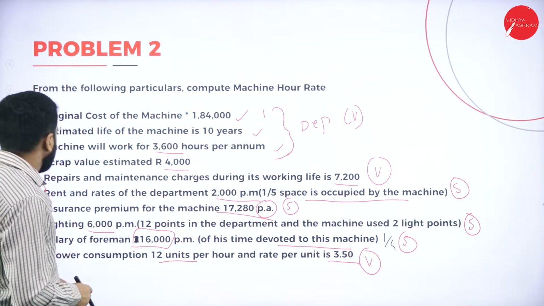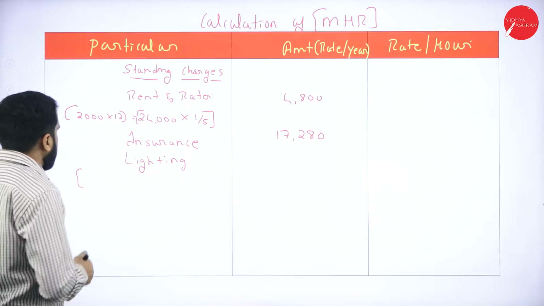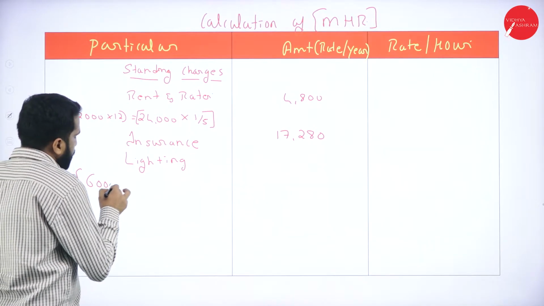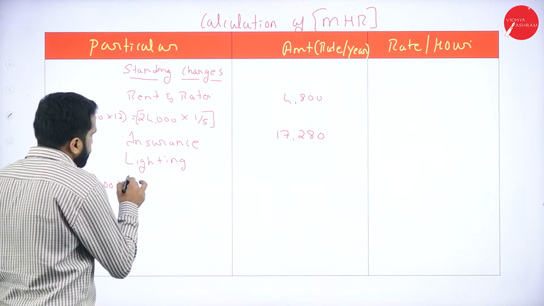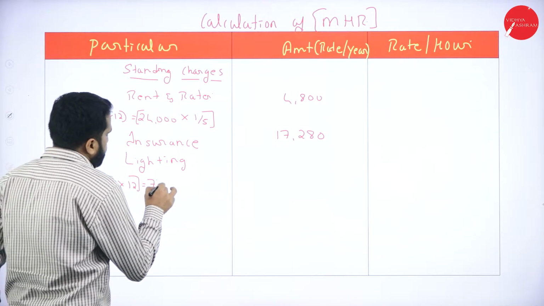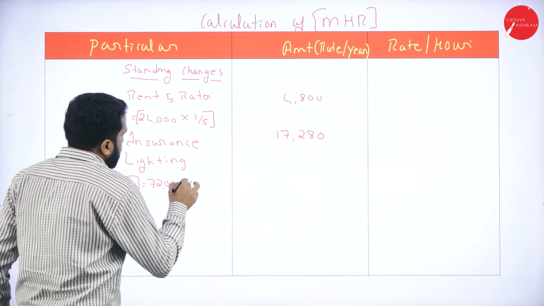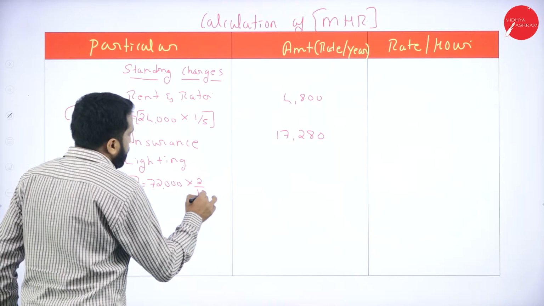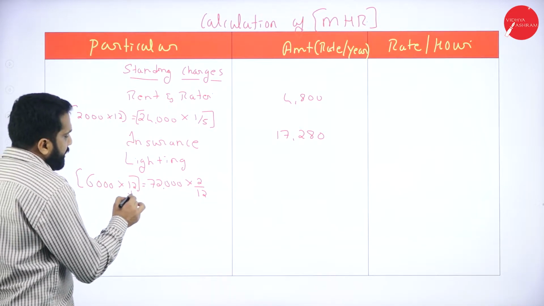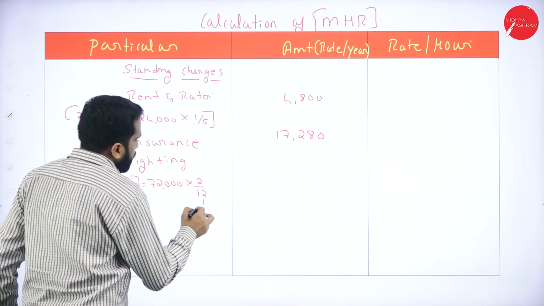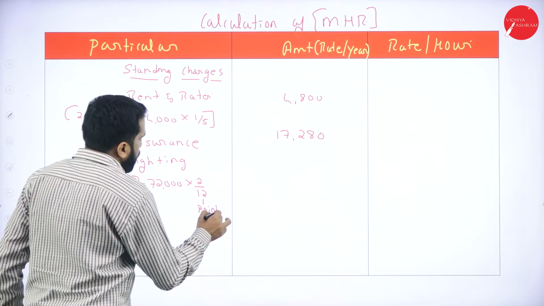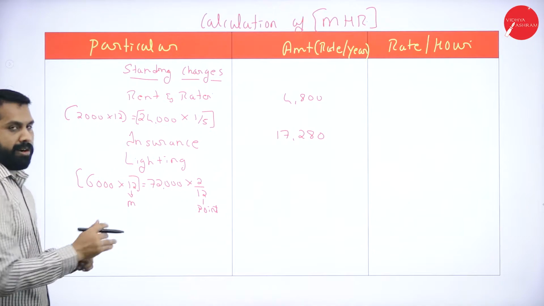So how much is it? 6,000 per month, 6,000 multiplied by 12. So how much is it? 72,000 into 2 divided by 12. This is month, this is point, lighting point. These both are not the same.